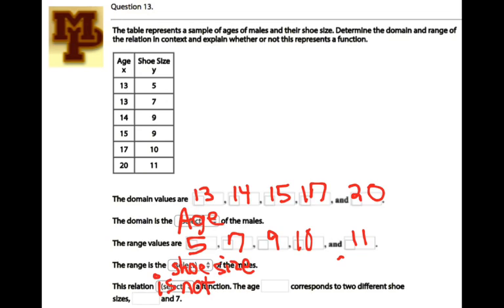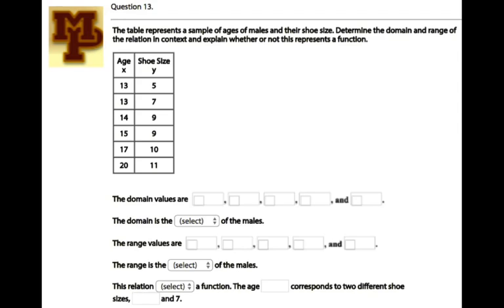So a relation is just a set of ordered pairs. So the set of ordered pairs is not a function, and that is because we happen to have two people with the same age but different shoe sizes. So the age 13 corresponds to two different shoe sizes. We have a 5 and we have a 7. Okay? Not allowed to repeat those x's.